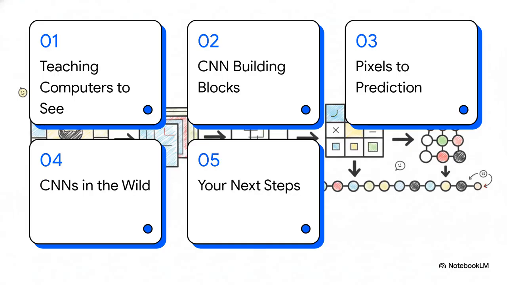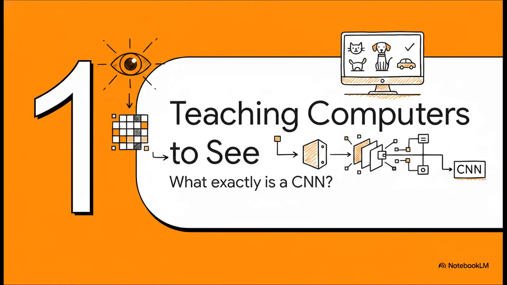So here's our game plan. First, we'll cover what a CNN actually is. Then, we're going to pop the hood and look at all the building blocks. After that, we'll follow an image on its journey from pixels all the way to a final prediction. We'll check out some amazing real-world uses, and finally, I'll show you how you can get your hands dirty and start building with CNNs yourself. Okay, let's dive right in.